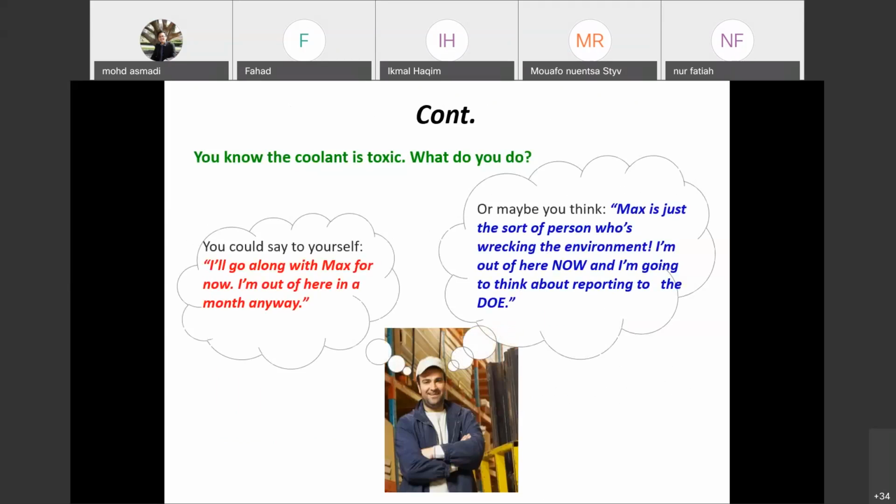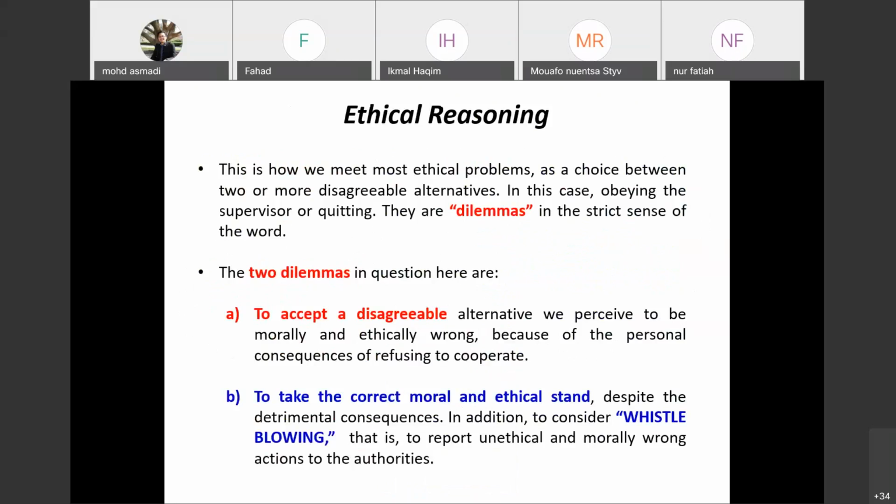Okay, I'm going to think about reporting to the Department of Environment. Okay, so actually you are in a dilemma. You are thinking. Okay, so this is what we call a dilemma, in the strict sense of the word. Okay, to accept disagreeables, or you want to take the correct moral and ethical stand. You become a whistleblower. Okay, so what do you have to do?